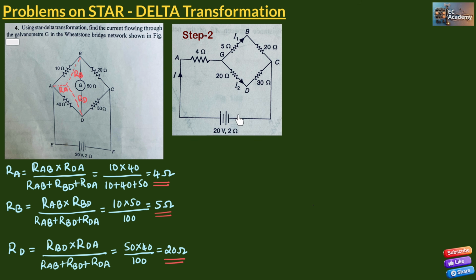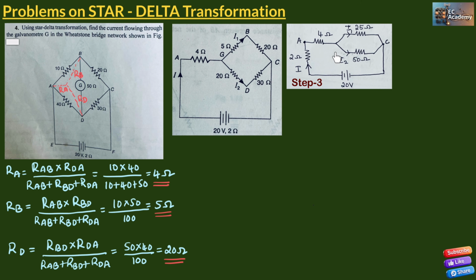Here if you can observe, along with this 20 volt supply, 2 ohm resistance is given. So this 2 ohm resistor should be connected in series with this 4 ohm resistor, which will be the internal resistance of this power supply. This is the circuit after replacing these two resistors with a single resistor and these two resistors with a single resistor. And also we have redrawn a 2 ohm resistor here which is in series with the 4 ohm resistor.